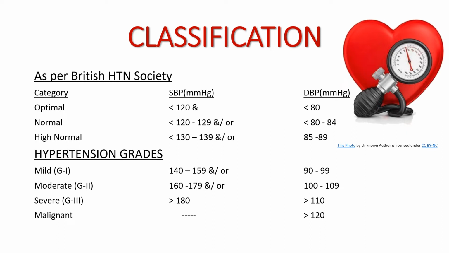Grade 3 or severe stands for systolic blood pressure more than 180 mm of Hg and diastolic blood pressure above 110 mm of Hg. The malignant grading stands for diastolic blood pressure which is above 120 mm of Hg.